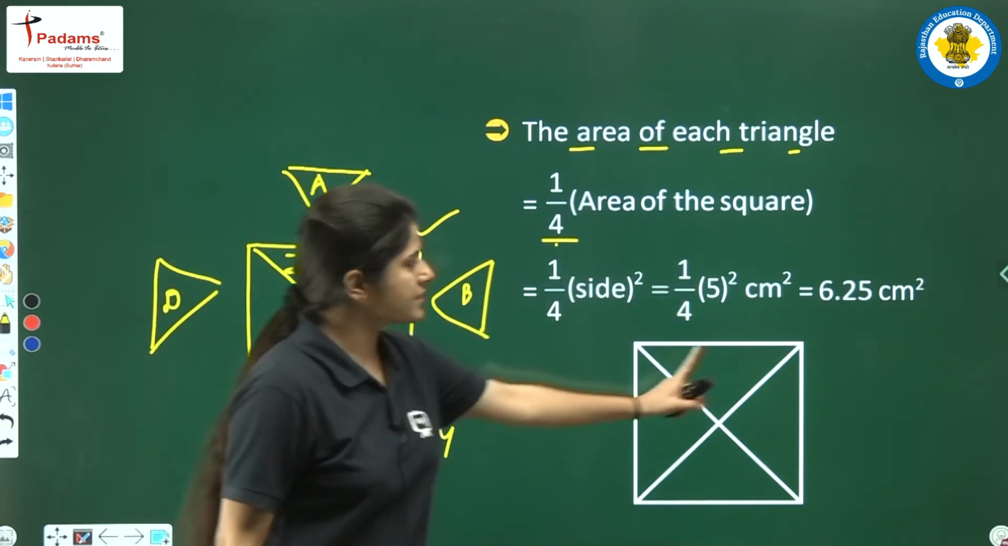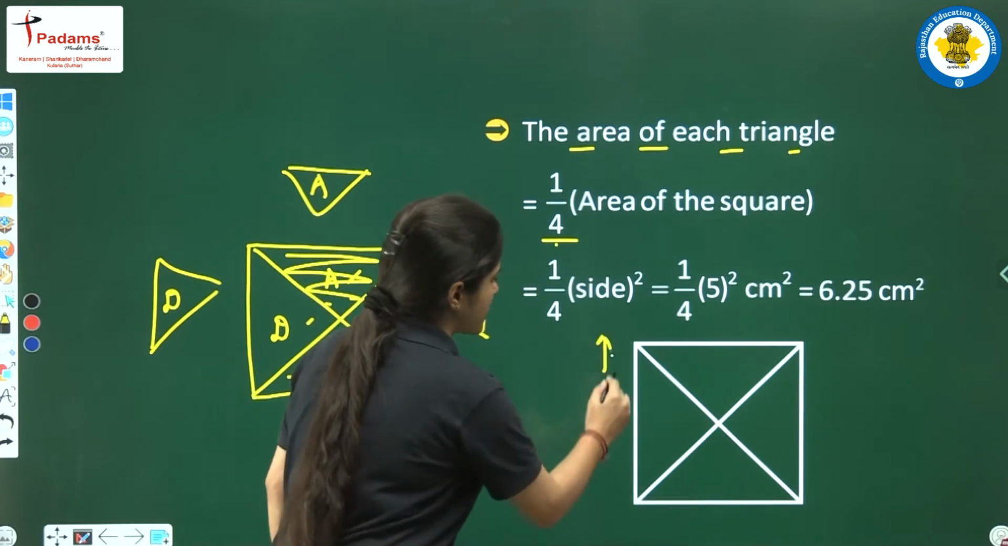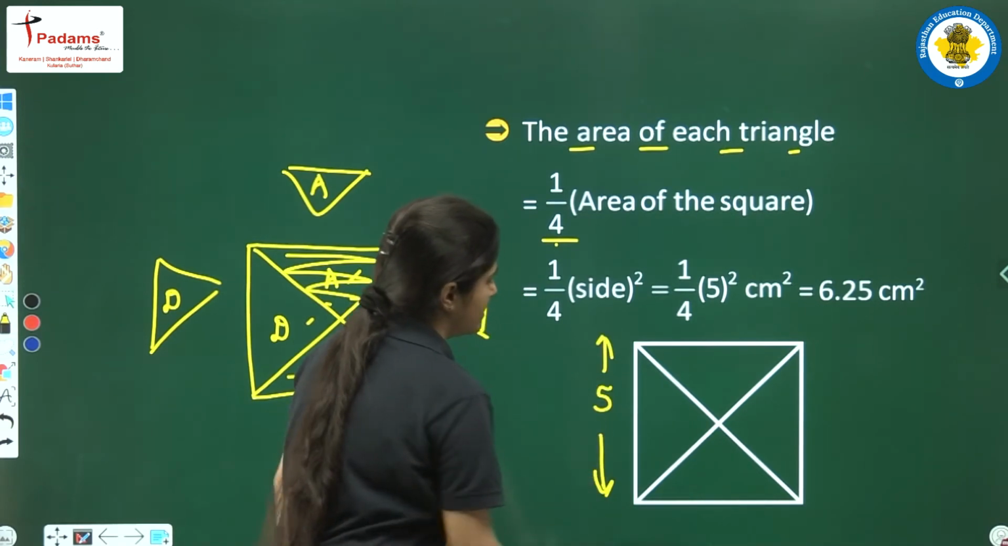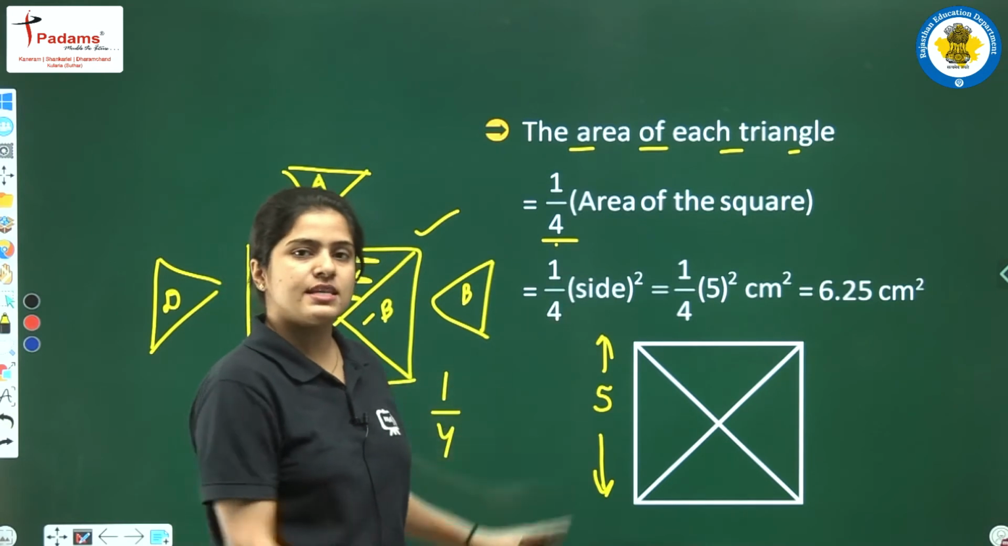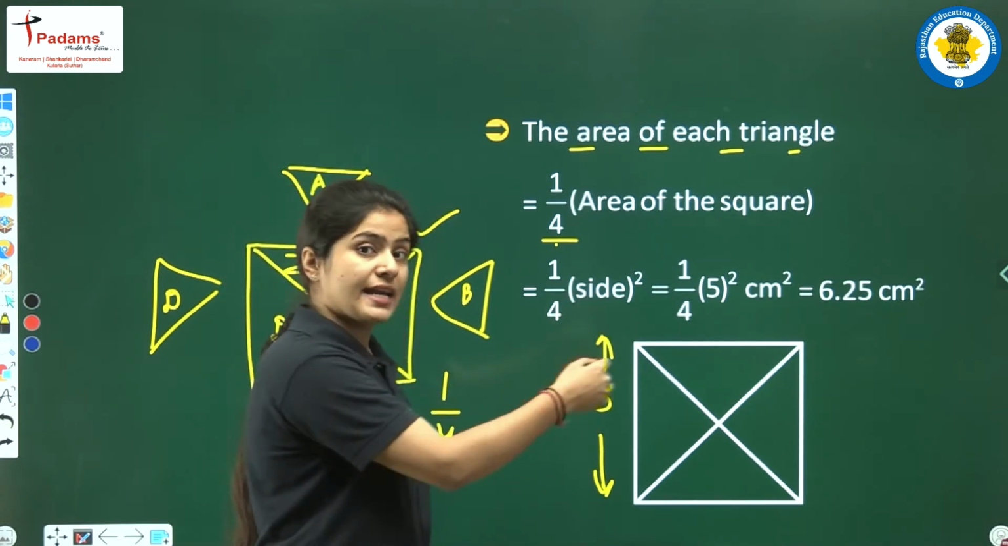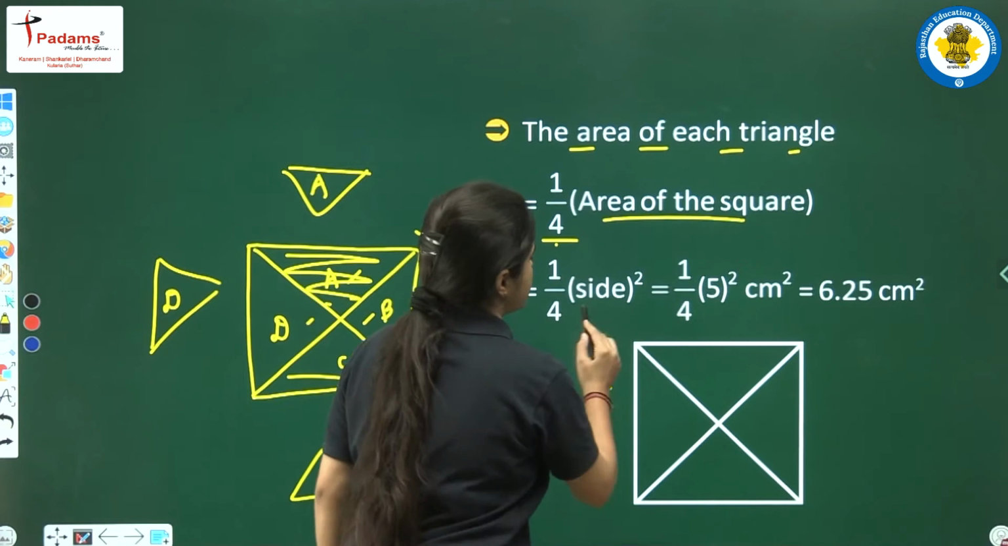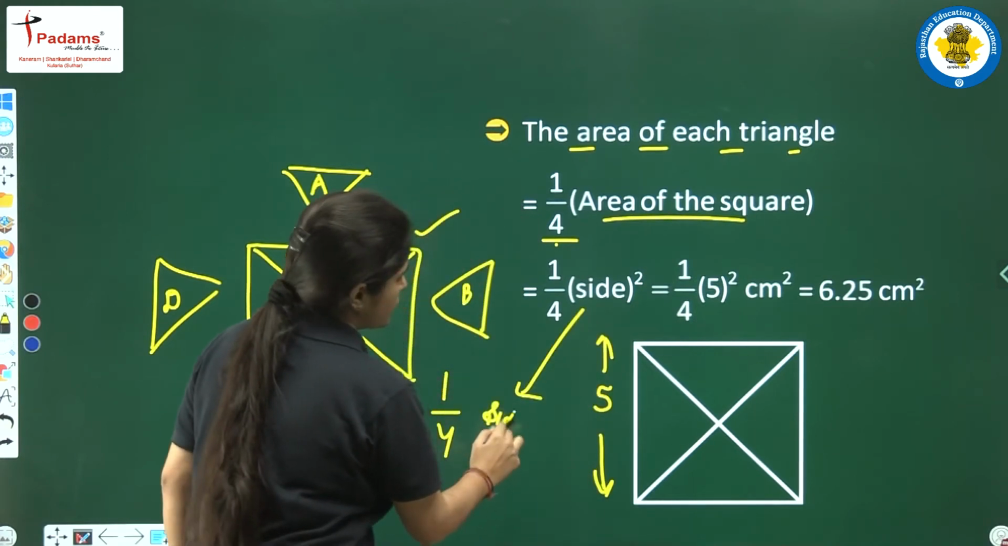Now students, if this is a square and its one side is equal to 5 centimeters, then its formula is 1 upon 4 of side square, because the area of the square is equal to side into side.